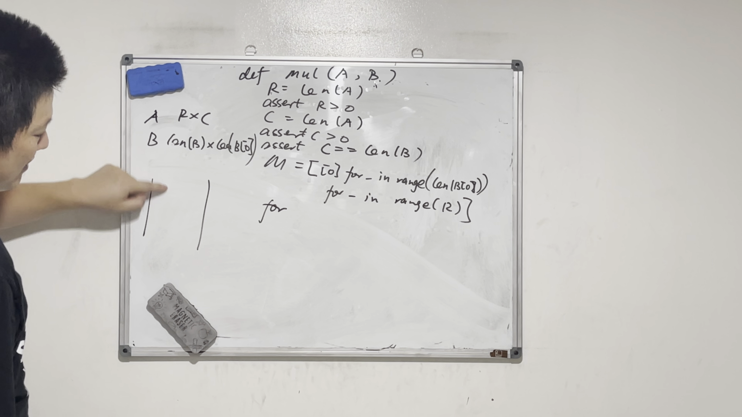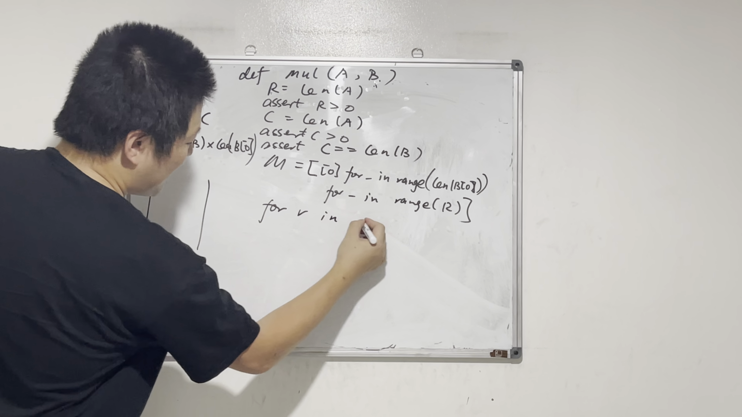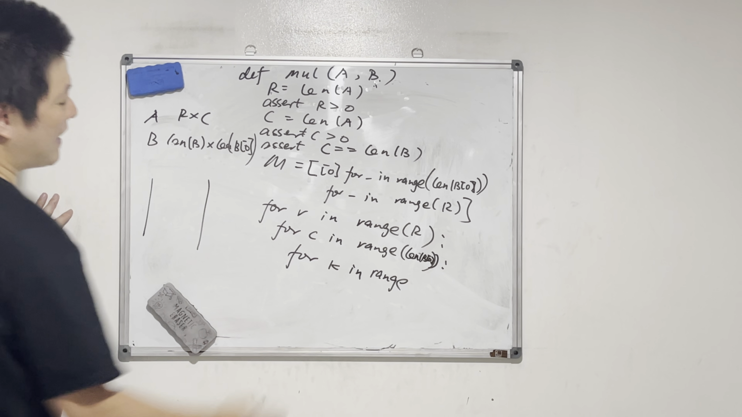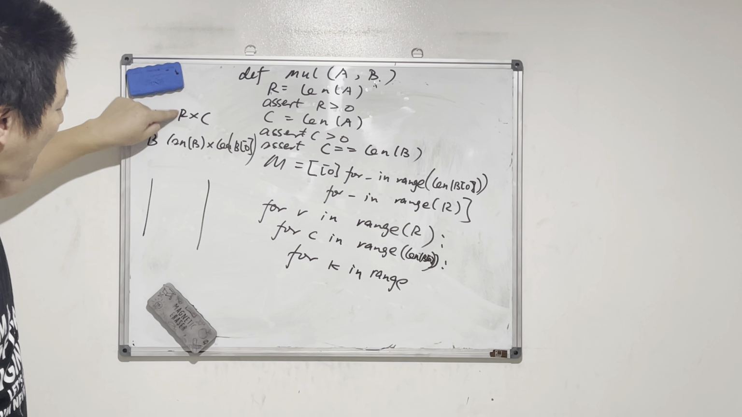For R in range R, right? And then we go to C, yeah? For C in range C, right? So we go through each one, and then we need to go through what? For K in range what? So what's the result? No. Look, the result will be length B0, right? So we need to go to length B0, because the final dimension is R times length B0.